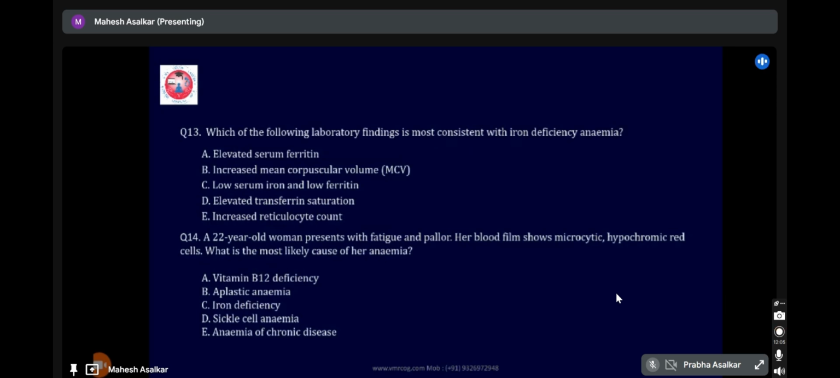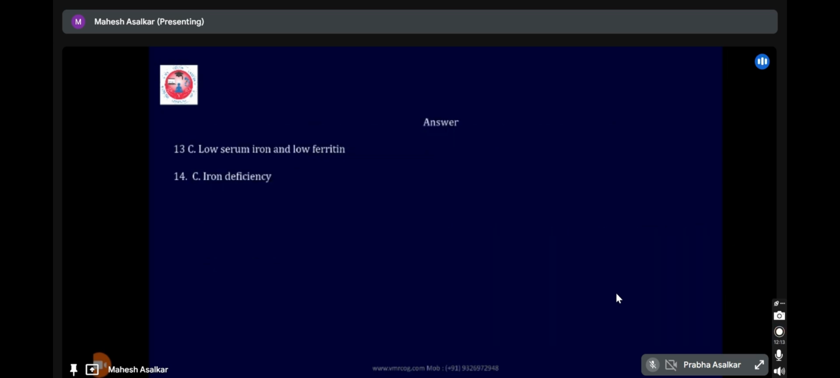Yes, it is a straightforward question. Microcytic hypochromic anemia, so it's iron deficiency. Question number 13: a low serum iron and low ferritin are seen in iron deficiency. And question 14, that is a typical picture of iron deficiency.